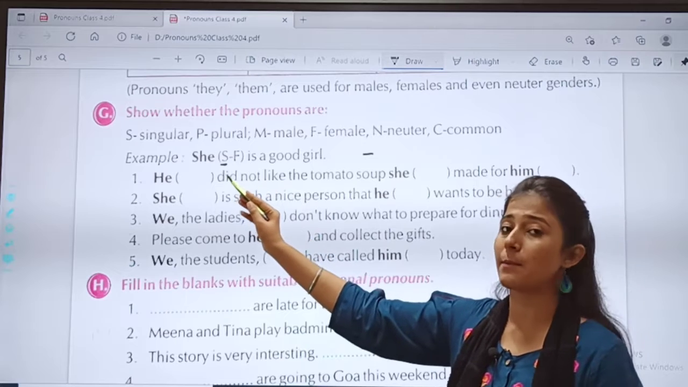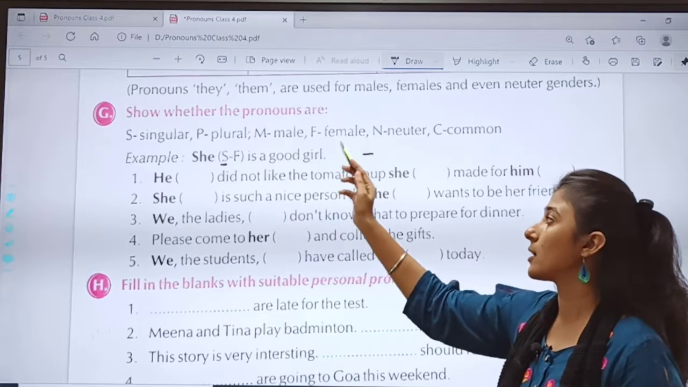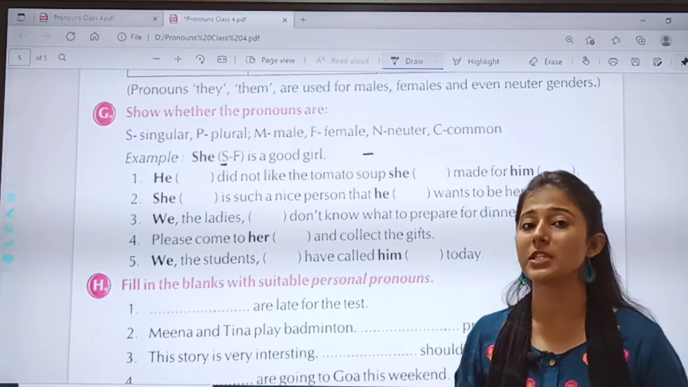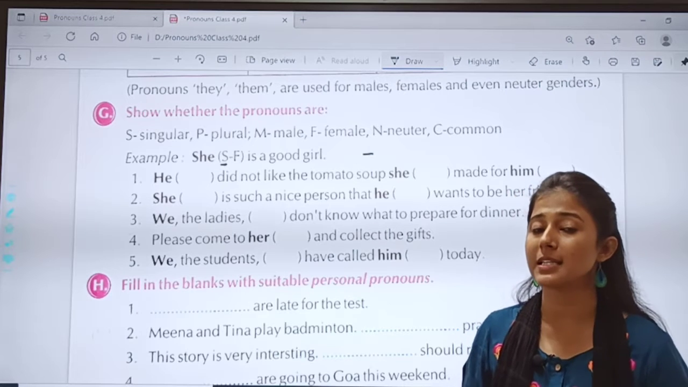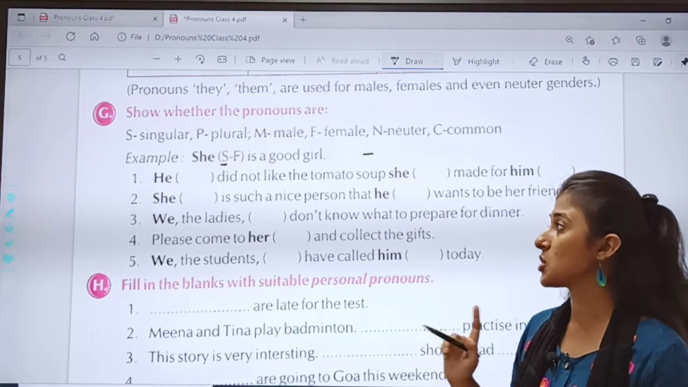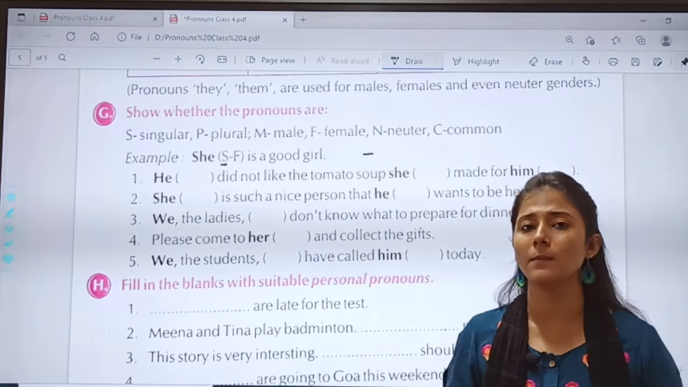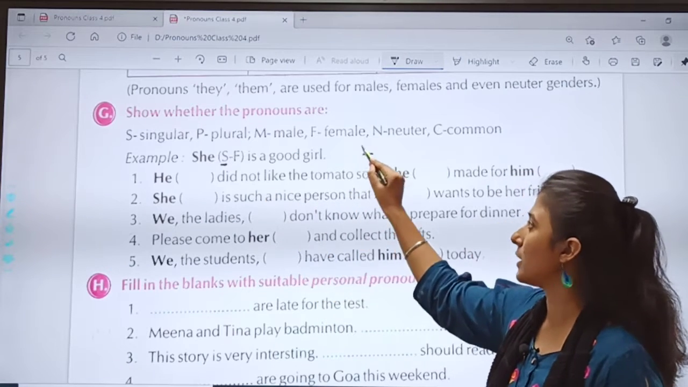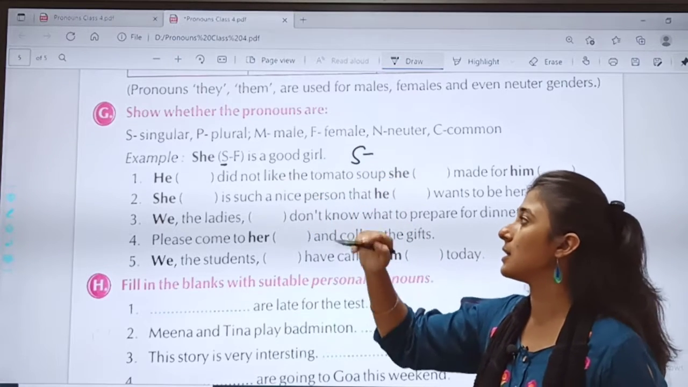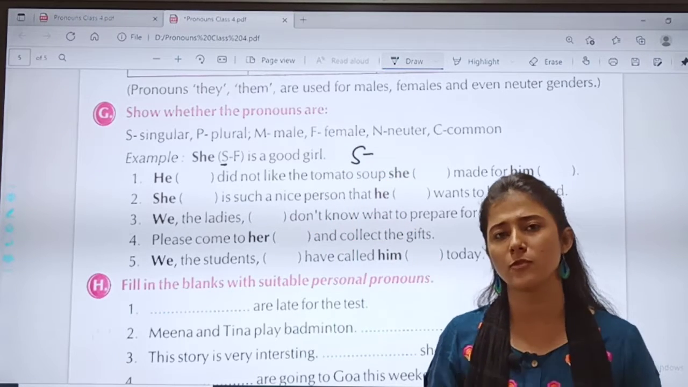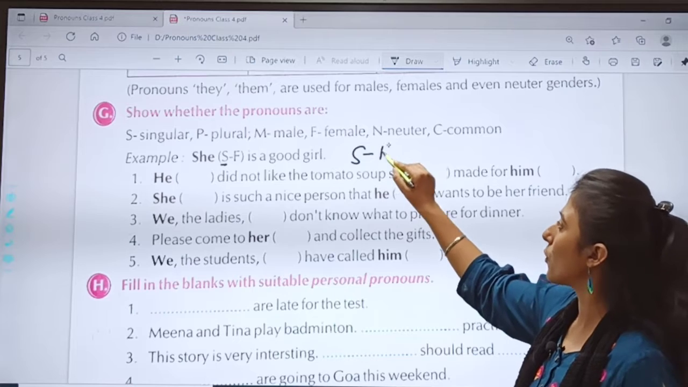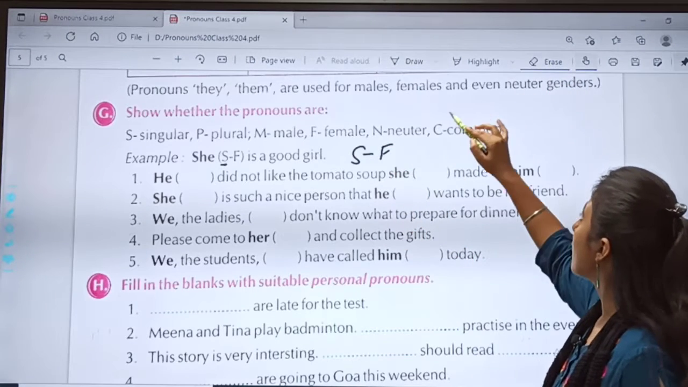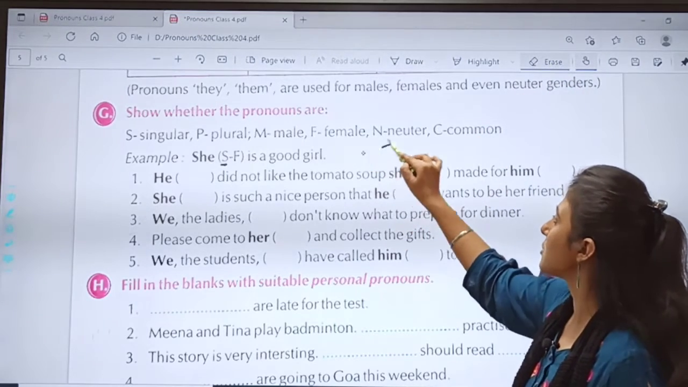See, first example is, she is a good girl. Here which word is written in bold letters? She. So she is singular or plural? Only one person, she. So singular, hyphen, then she is which gender? Feminine. So F. Okay. Like this, now we will solve our exercise portion.